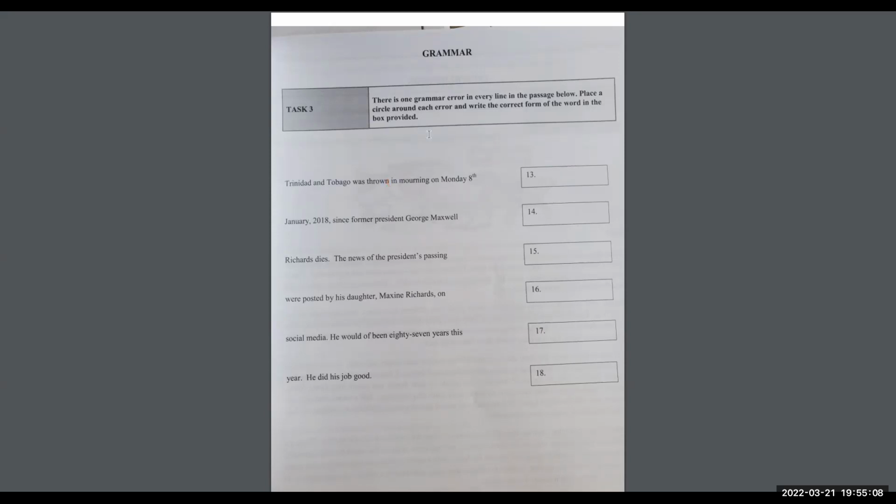So that's a phrase you can probably take a note of. Thrown into mourning. Thrown into mourning. You'd usually see that phrase when someone passes away. Right? So when you're ready, look at number 14.